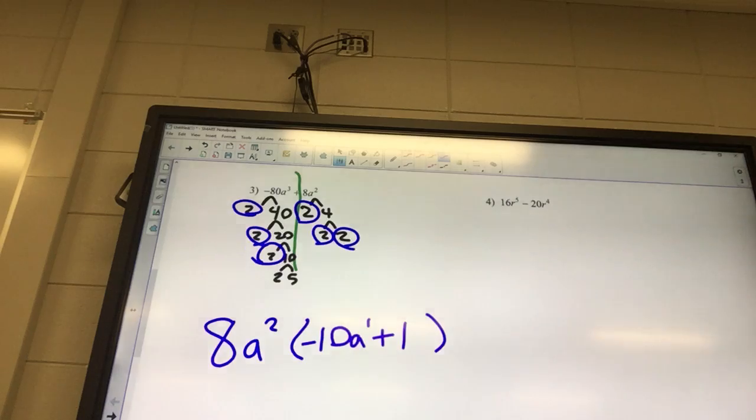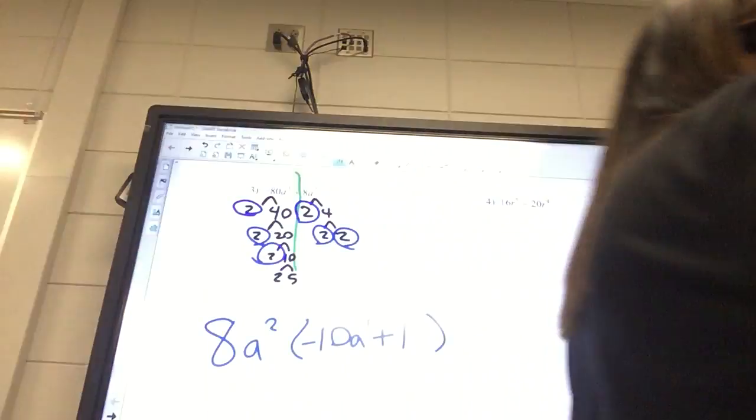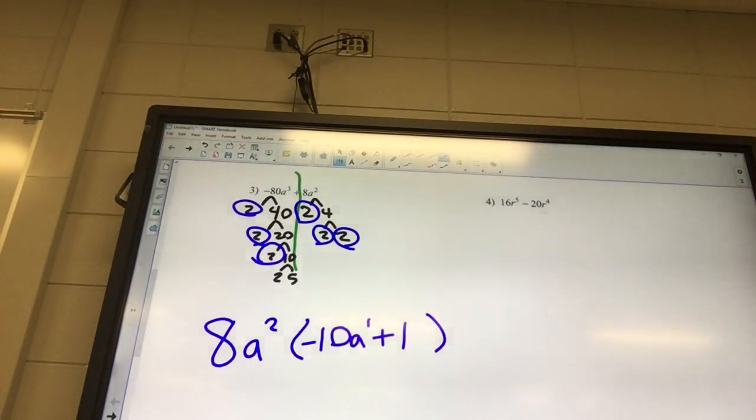How do you know it's right? Try to use your calculator, right? It's not going to work. Okay, how can we check it? Factoring and what go together? Foiling. Factoring and foiling, or factoring and distributing.